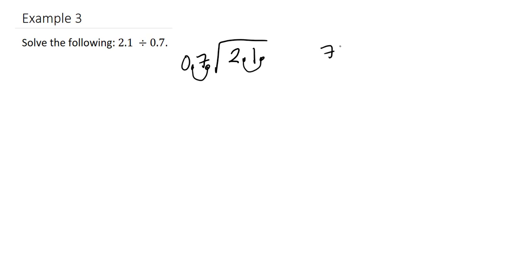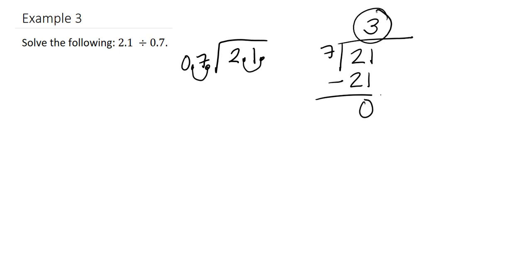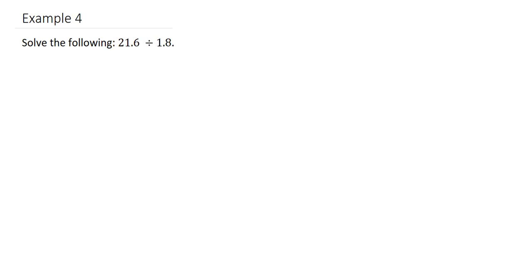So now we have 7 goes into 21 how many times? Well, 7 can go into 21 3 times because 7 times 3 is 21. We go ahead and subtract. 21 minus 21 is 0. So 3 is our answer for this one. Now let's do another example.